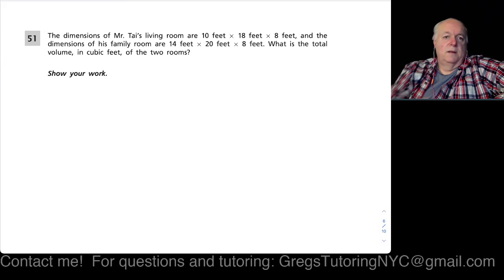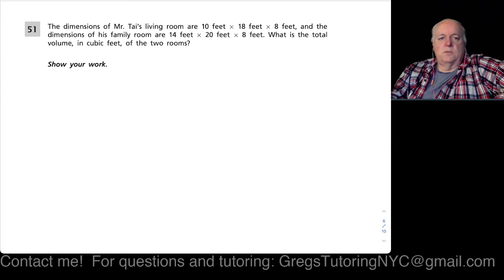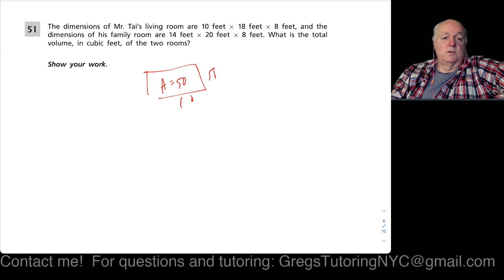Okay, 51. Let's give this one a shot. So Mrs. Ty's living room was, normally we might think of it like it was a blueprint, like 10 by 5 or something, which means the area would be 50. If this was feet and that was feet, this would be square feet. But they're bringing the whole room as a three-dimensional thing.